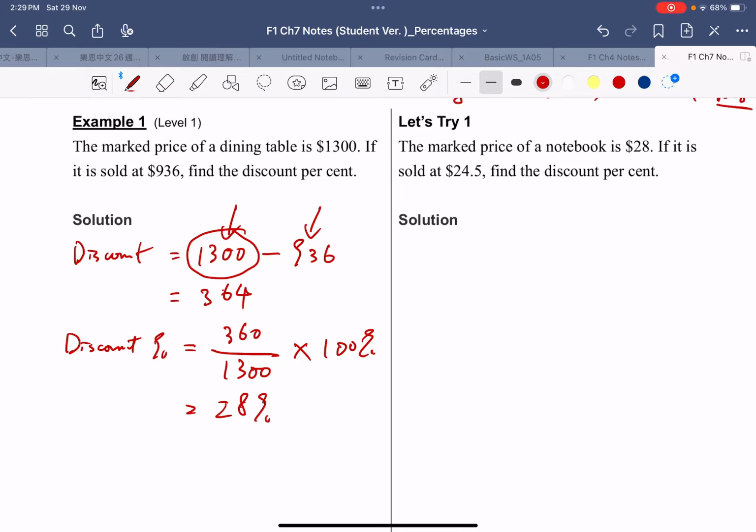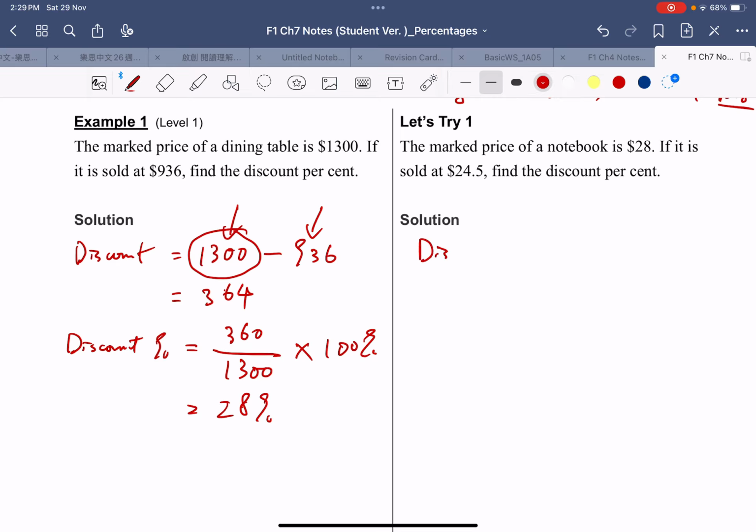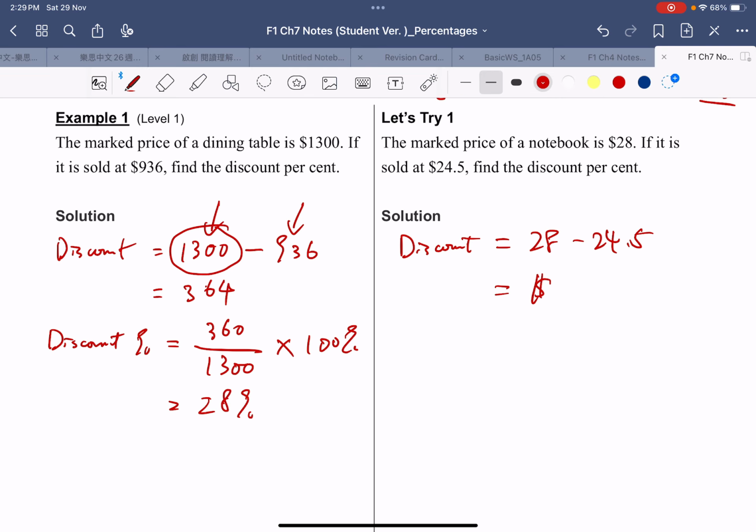Right? So your turn to try this. Again, discount. Pause it and then do it. Equals 28, market price, selling price, and then gives you the discount. Discount 15%. Discount divided by market price, 28. Okay, very simple.